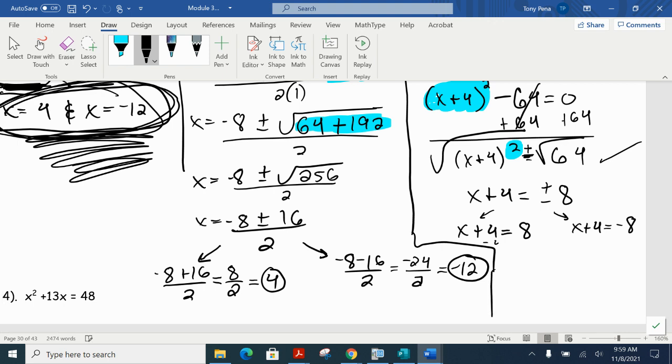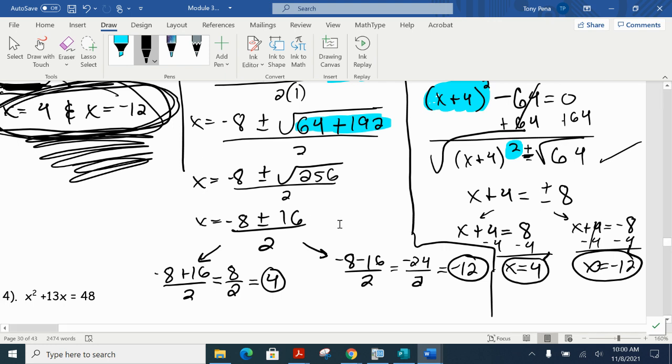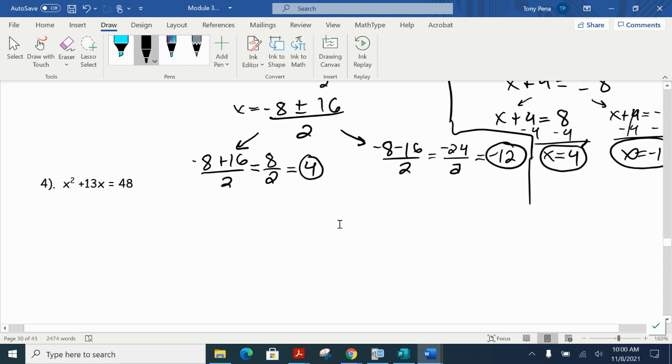Solve each of these. So subtract 4 from both sides. 8 minus 4, there's that 4 again, like we knew we were supposed to get. The other answer better be a negative 12. And when we subtract 4 from both sides, you're going to get the negative 12. Okay. Now, long term, you're going to be able to choose. Actually, tomorrow, that's kind of what we're going to get into a little bit tomorrow, is which one is the best.